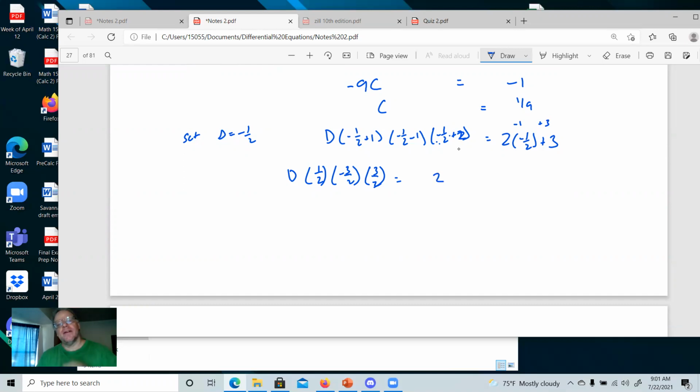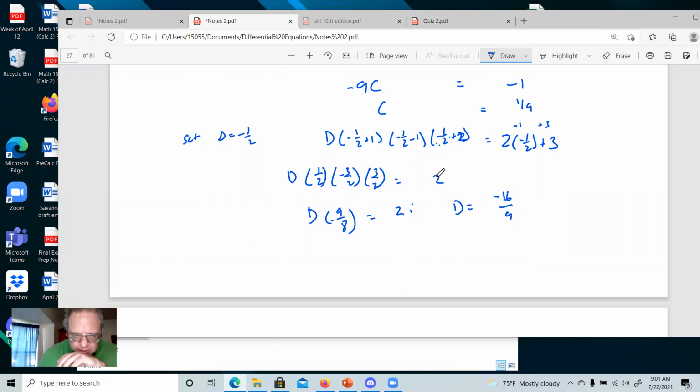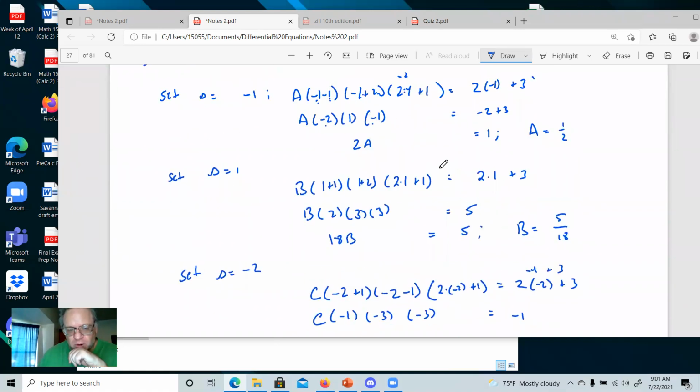Okay. So what are we going to have here? We have d. Only one of these were negative, I guess. Okay, I'm not going to complain. So 3 times 3 is 9. So we have 9/8. I think it's negative. Is equal to 2. So we have d is equal to negative 16/9. Okay. So there's all of our coefficients.